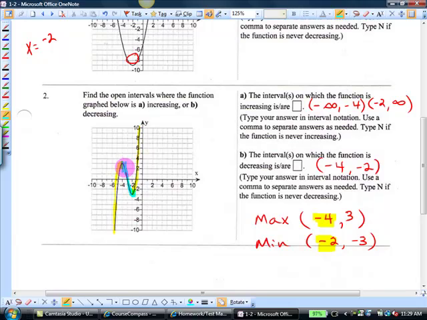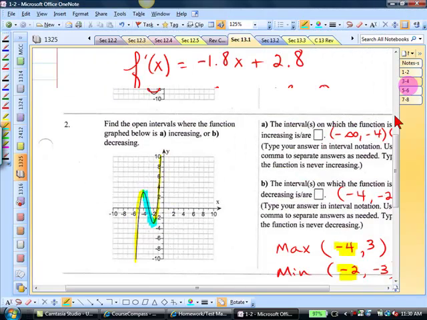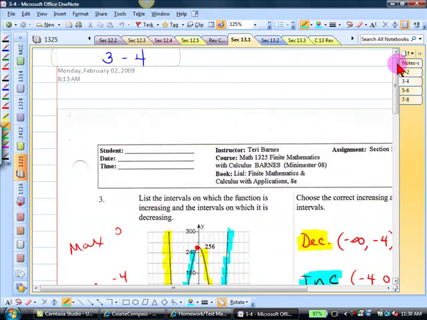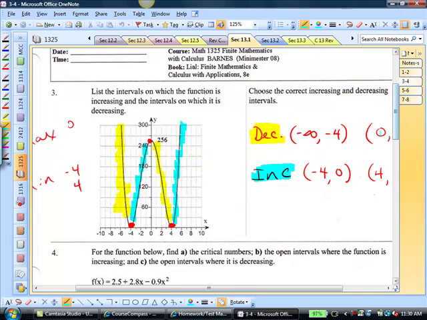Is that good? Make that a little bigger. Okay. Questions on that one? Okay, I think I have to go to the next page. All right.